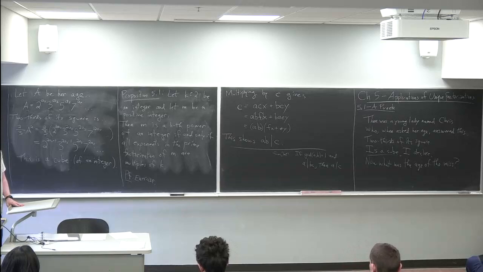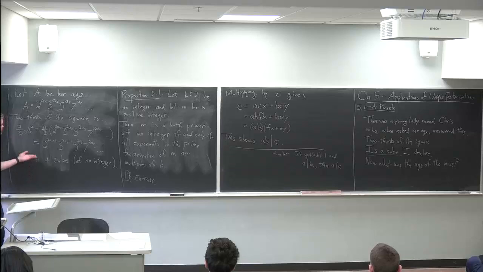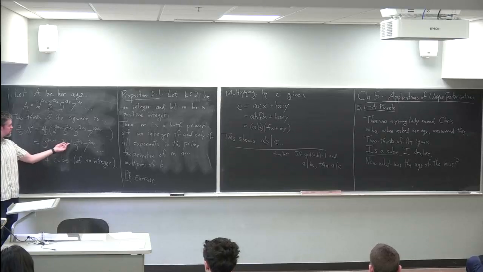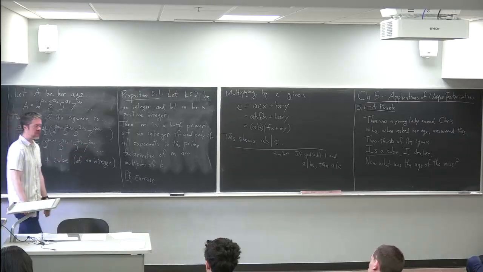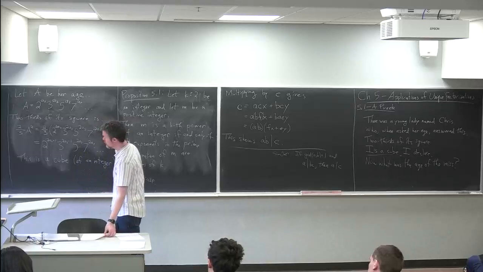So what we get from this general fact in this situation is that if this thing really is a cube, then all these exponents sitting up top here are multiples of 3. So what does that tell us is the question. Let's see.